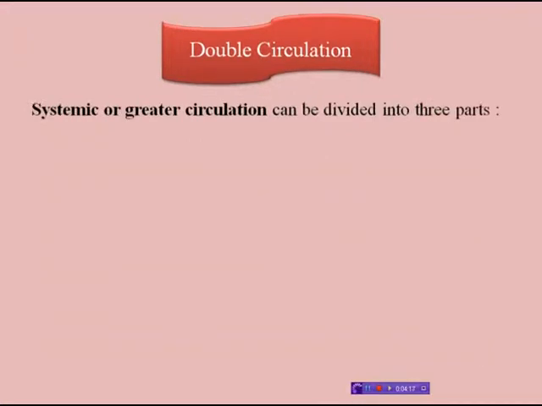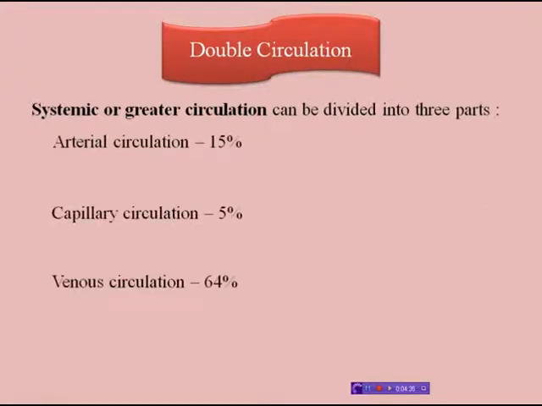Now again, systemic or greater circulation can be divided into three parts, and these are arterial circulation, capillary circulation and venous circulation. First one is arterial circulation or arterial system. The arterial system comprises all the arteries coming out of the heart and supplying blood to different parts of the body. The heart gives out two main arterial vessels. These are the pulmonary arch and aorta. The pulmonary arch carries deoxygenated blood. It is only 15% of total blood. Here only 15% of blood circulates.